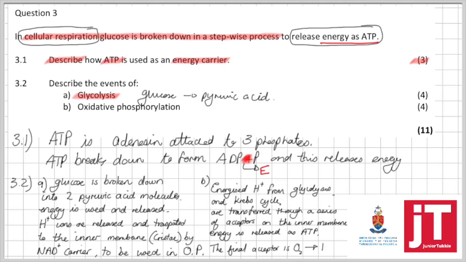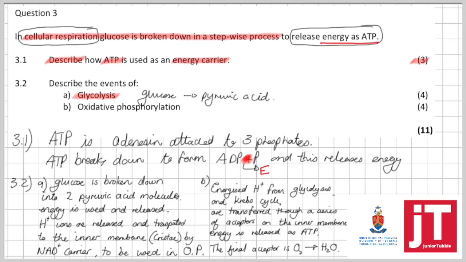The final acceptor of this hydrogen ion is oxygen, and that's what makes oxygen so important in aerobic respiration. Hydrogens will not move from acceptor to acceptor on the inner membrane. Energy will not be released if oxygen is not present. So we need to make sure that oxygen is there to receive that hydrogen ion once all of that energy has been used to make those ATPs.